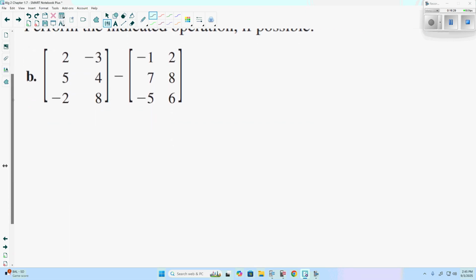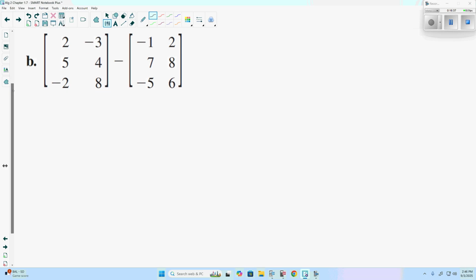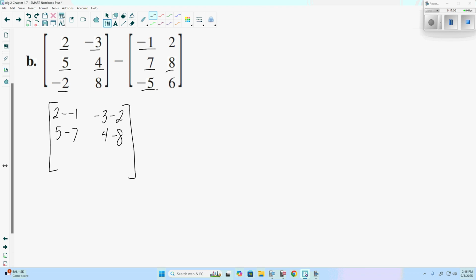So the first one is a 3 by 2. The second one is a 3 by 2. And the subtraction sign in the middle says we're going to subtract our corresponding elements. So we'd have 2 minus negative 1. Then we'd have negative 3 minus 2. Then we'd have 5 minus 7. Our next one would be 4 minus 8. Then we'd have negative 2 minus negative 5. And lastly, 8 minus 6.